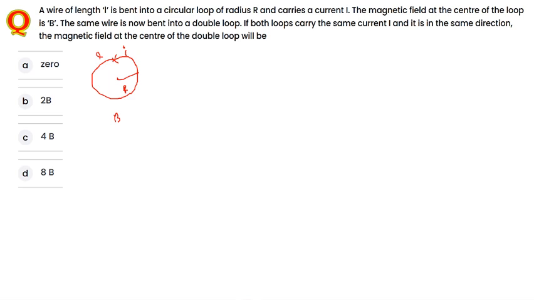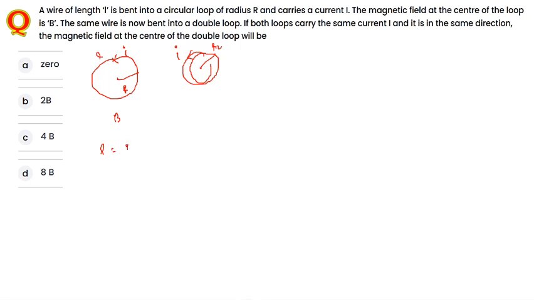Now the same material is bent into a double loop, that means it is made into two loops. It carries the same current I, but the radius has changed. In the first case there is only one loop, here there are two loops, so I mention the radius as R2 or R dash. If both the loops carry the same current in the same direction, then find the magnetic induction at the center of the loop.